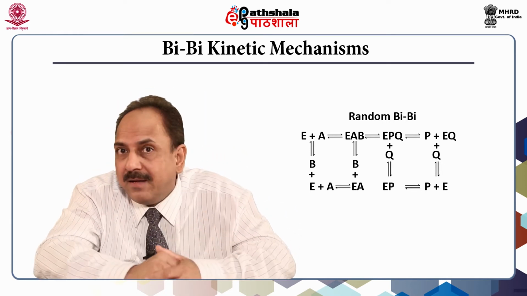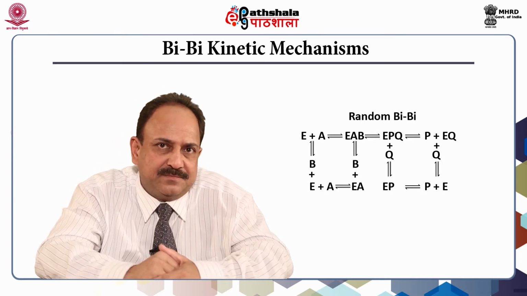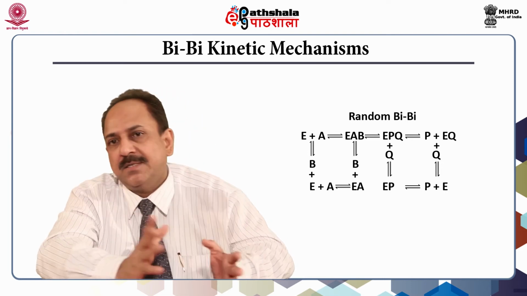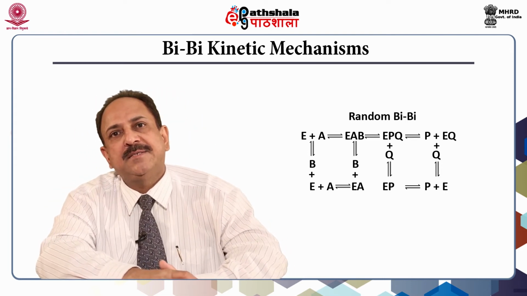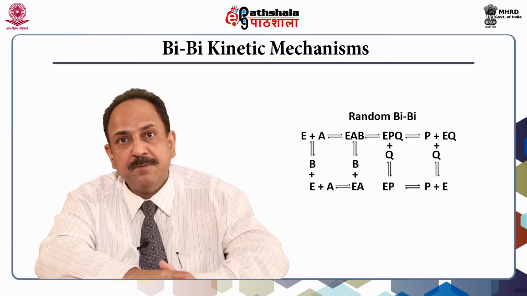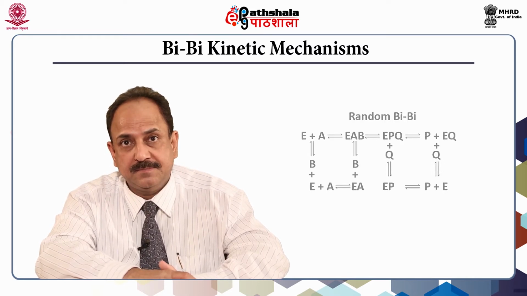Now, exit of the products is again random. That is, either P may leave first or Q may leave first. So, therefore, this is termed as, in Cleland shorthand notation, random bi kinetic mechanism.